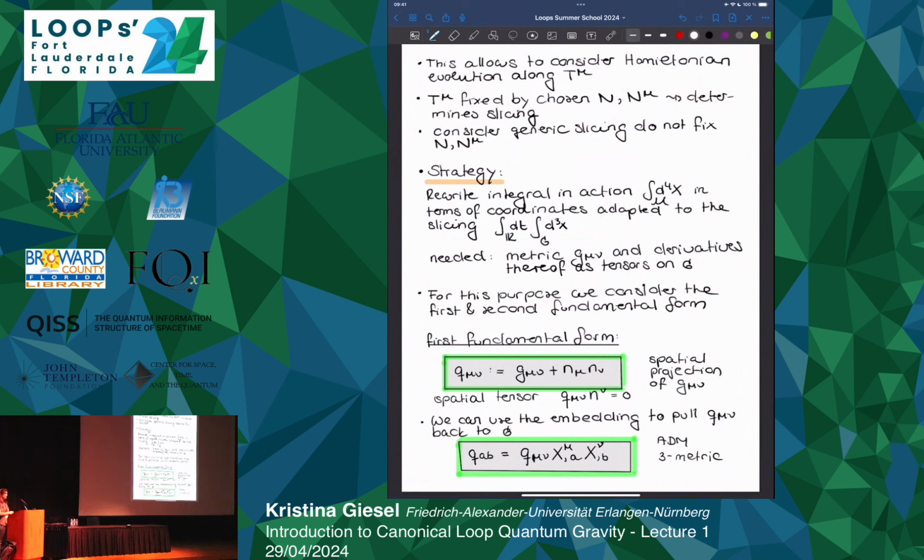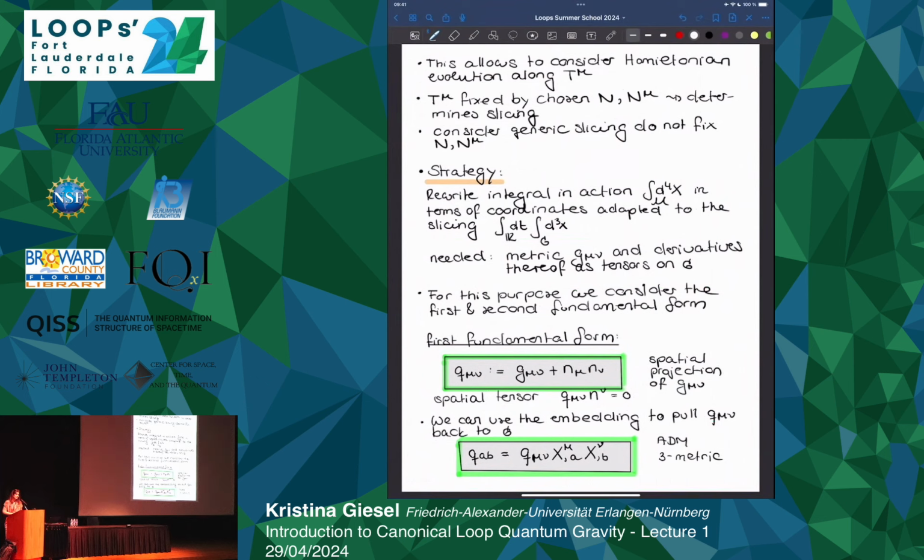And for this, we basically also have to split our quantities like the metric into its tangential and normal part. And one does this by introducing the so-called two fundamental forms. So the first fundamental form is the spatial projection of the four-dimensional metric g, which is given by g plus the conormals n_mu and n_nu. If you contract this with a normal vector, we know its norm is -1. So basically, you see that it's vanishing. So it's a spatial tensor.